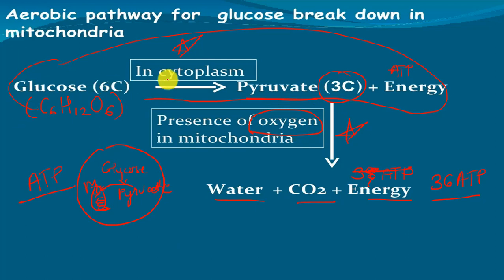First, glucose will be converted into pyruvate in the cytoplasm, and then the pyruvate will enter the mitochondria, where it will be converted into water, carbon dioxide and energy. And how much energy will be released? 36 molecules of ATP is the amount of energy released when one molecule of glucose is broken down in the presence of oxygen.